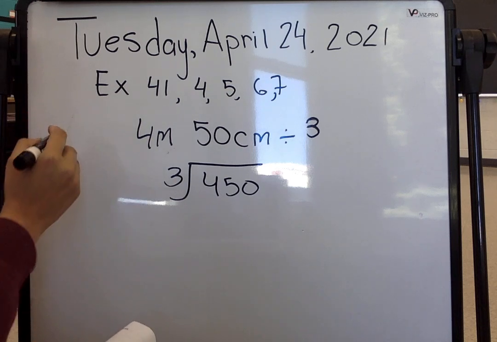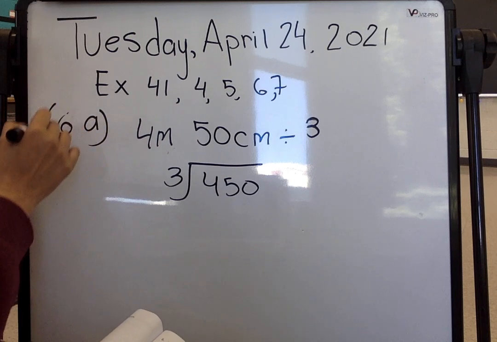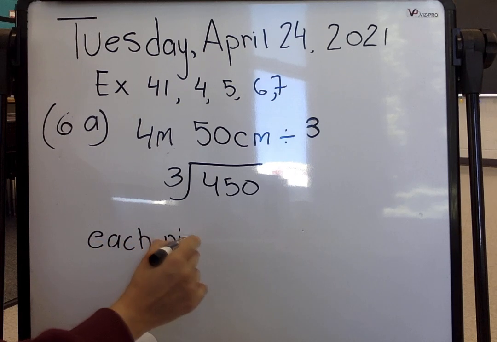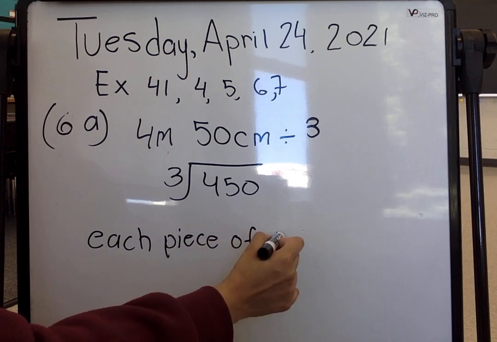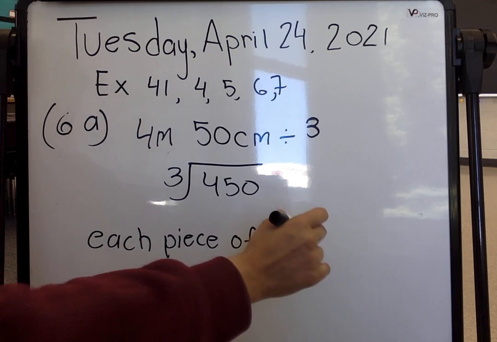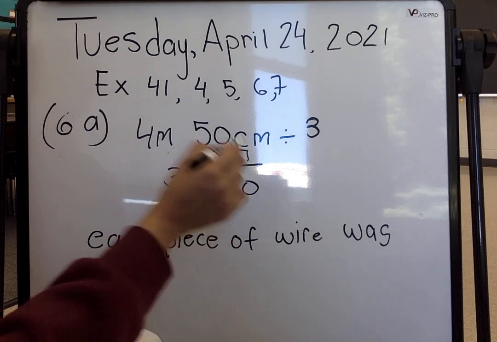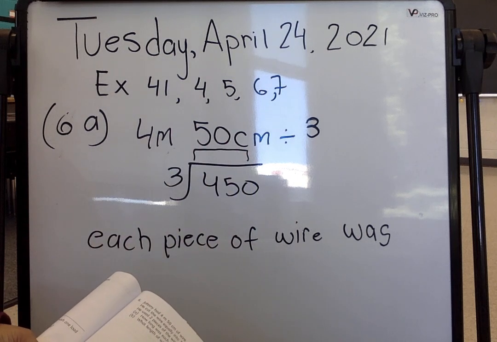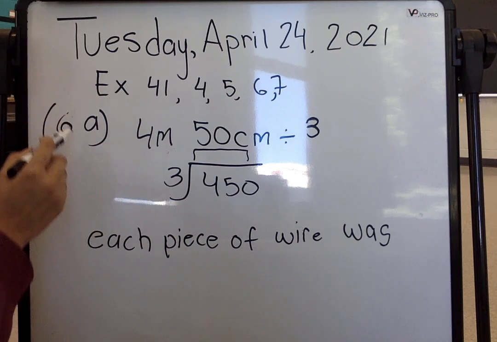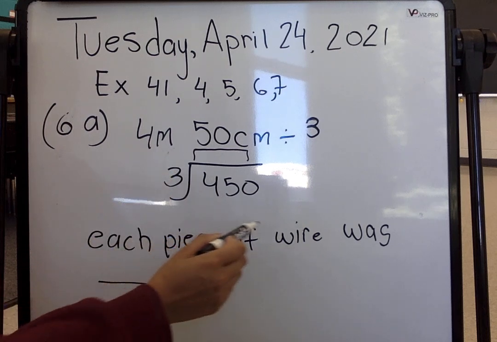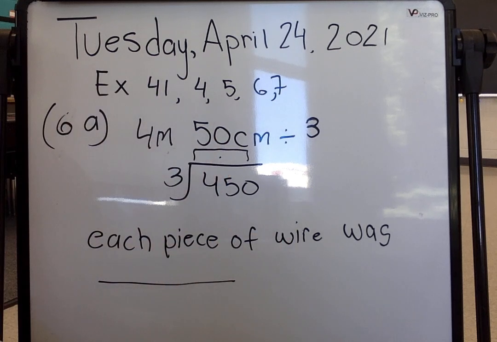Okay, so your first part, 6A, would be: each piece of wire was whatever you find out here. Now let's look at part B. So for 6A, you will need to divide and write down whatever sentence you have. Each piece of wire was whatever quotient you find here.